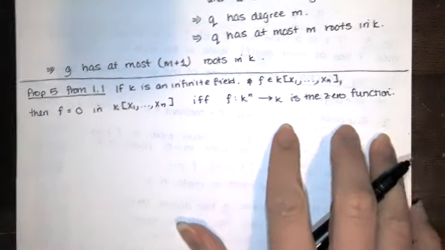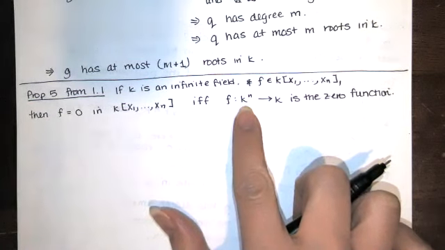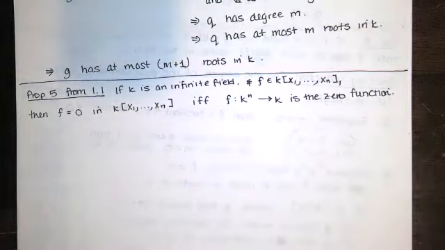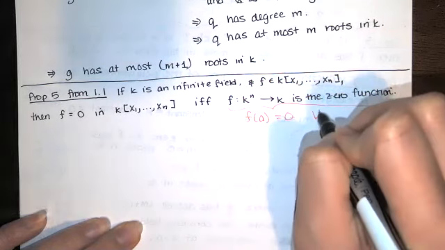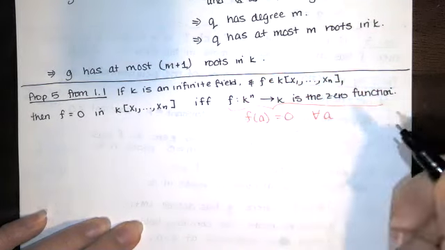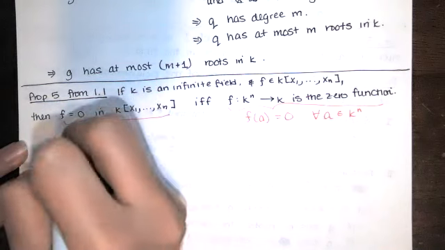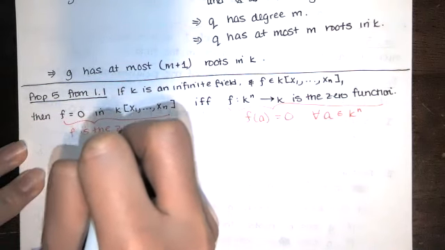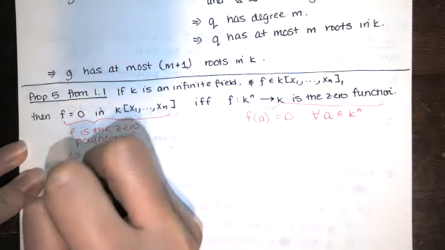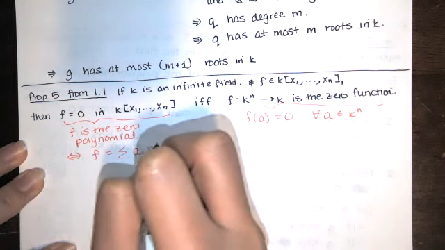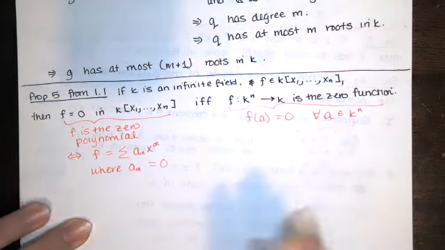Now, we're saying that F is the zero function. That means that no matter what you plug in from that n-dimensional affine space, you're going to get 0 all the time. This is f of a equals 0. That upside down a means for all a in n-dimensional affine space. And this is saying that f is the 0 polynomial, that's equivalent to saying that f is equal to this sum where all the a sub alphas are equal to 0.